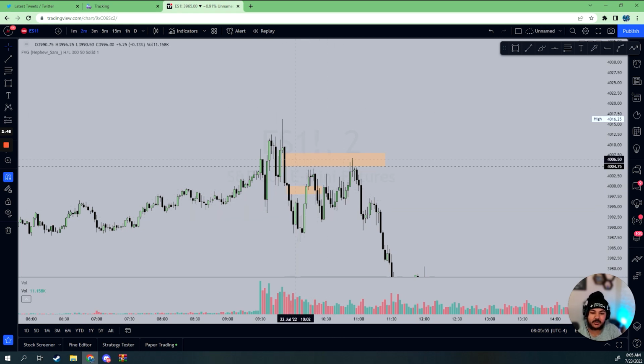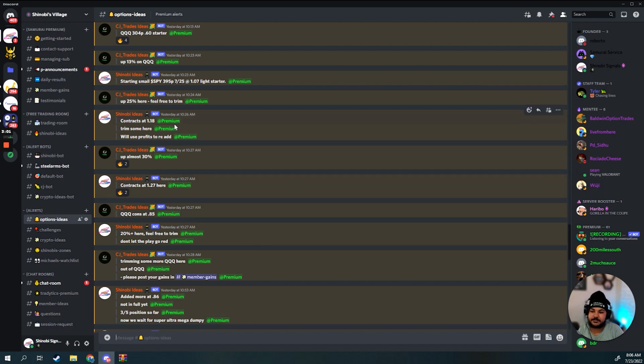We added it because our main short area was a move to this high here. This is where we wanted to add most of our position. So I added like 3 contracts here, and I added like 40 up here. So I'll show you guys the proof of that right now.